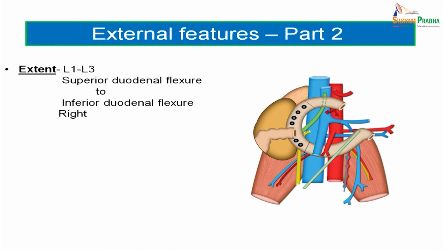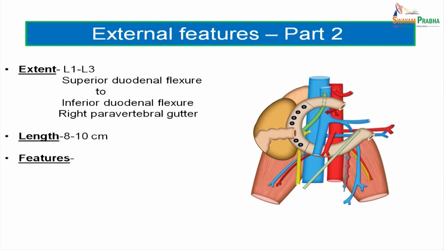The total length is about 8 to 10 centimeters, and the entire second part of the duodenum lies medial to the mid-clavicular line, that is the right mid-clavicular line. So, it lies in the right paravertebral gutter. So, what are the important features of this segment? This is the most protected part of the duodenum. It is very deeply placed compared to the rest of the duodenum, so it is protected from external injury.